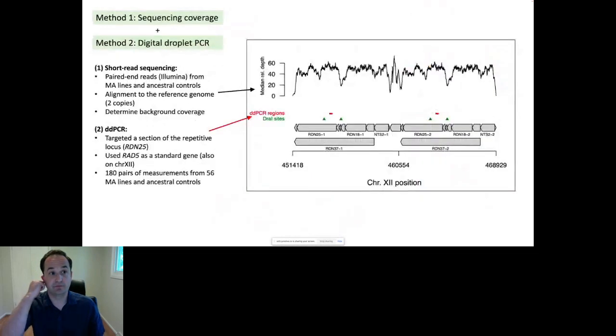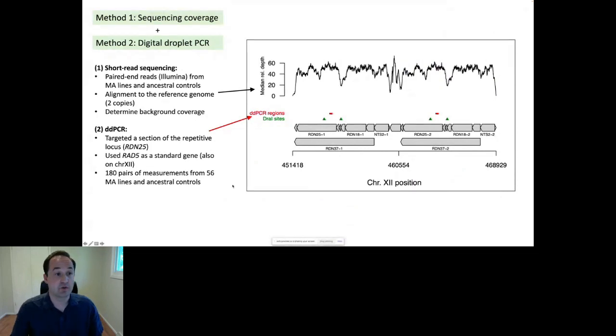So we do this for both the ribosomal DNA locus and for a single copy gene on the same chromosome as a control. And so we've combined these two methods, and here's sort of what short read sequencing might look like across this locus. Here are the 2 copies of the locus in the reference genome. These are our cut sites. These are the regions we use for ddPCR.